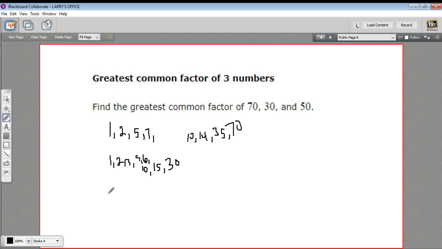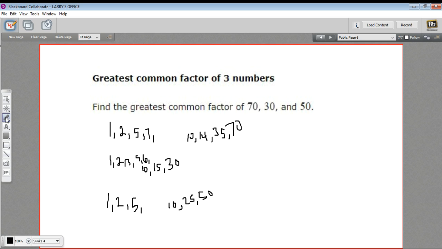And let's try it for 50. 1 and 50. So it is divisible by 2. That would give us 25. And let's see, not divisible by 3. Not divisible by 4. It is divisible by 5. That would give us 5 and 10. Not divisible by 6 or 7 or 8 or 9. So yeah, we've done it. 1, 2, 5, 10, 25, and 50.